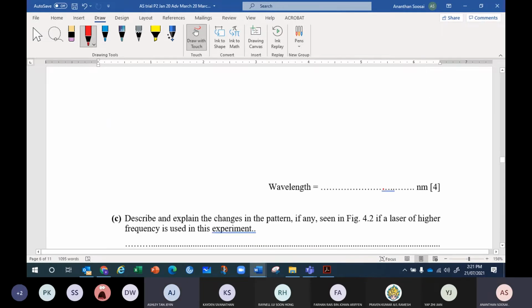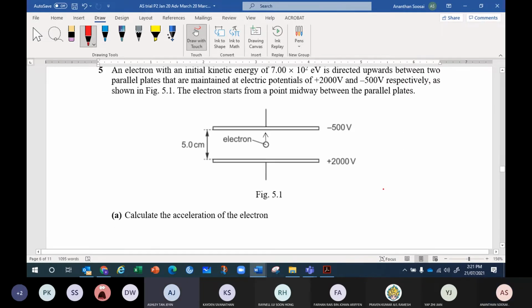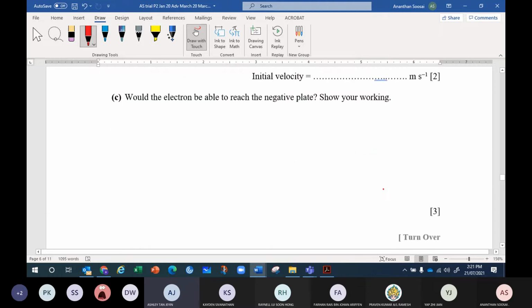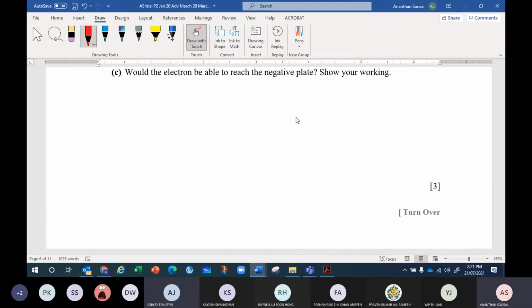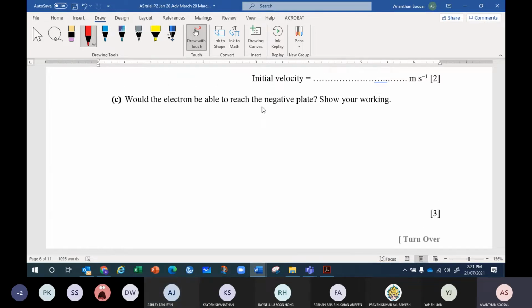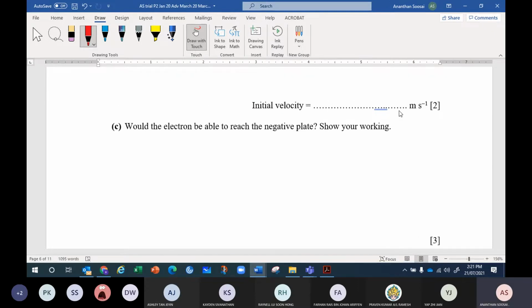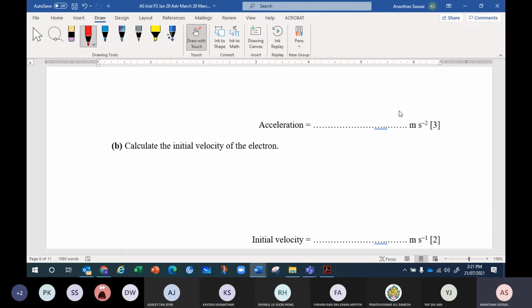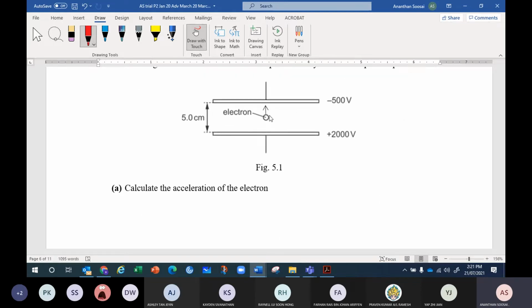Can you explain 5C, the difference between volt and electron volt? 5C. Would the electron be able to reach the negative plate? This is the question, right? Would the electron be able to reach the negative plate? Show your working. Okay, so is the electron able to reach the negative plate?